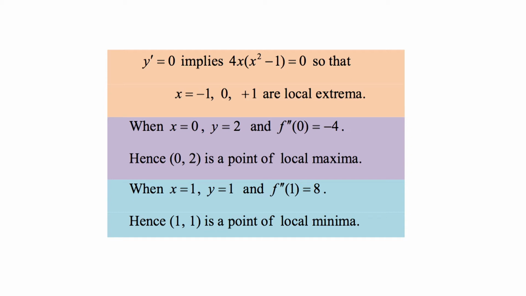When x is equal to 0, y is equal to 2 and f double dash of 0 is minus 4. Hence, 0 comma 2 is a point of local maxima. When x is equal to 1, y is equal to 1 and f double dash of 1 is equal to 8. Hence, 1 comma 1 is a point of local minima.